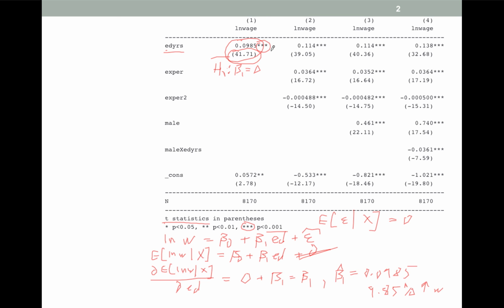Which is not surprising because we do expect wages to be higher for individuals that have more education.